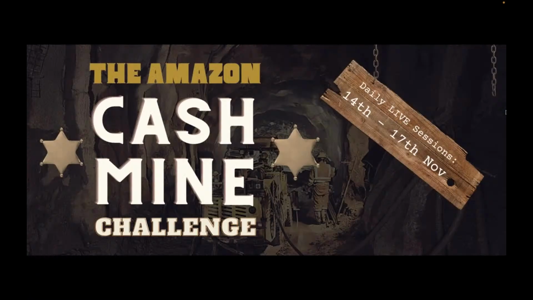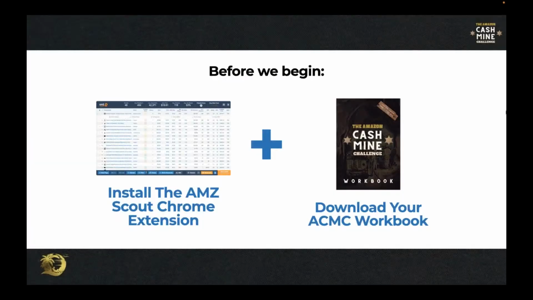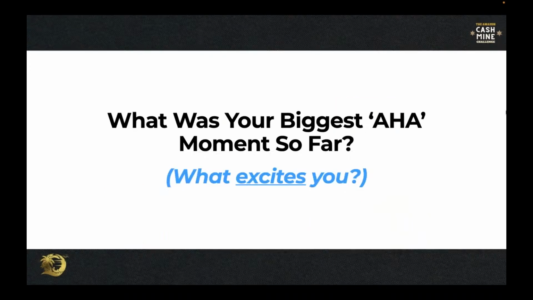Okay, so very warm welcome to day 3 of the Amazon Cash Mine Challenge. Before we begin, grab your AMZ Scout Chrome extension and make sure you've got your workbook. You can get the links for these in the Facebook group. We'll be filling out the workbook today using the AMZ Scout Chrome extension a little bit, but you need it anyway to do your homework. So make sure you've got it and get your workbook ready as well, either digitally, with pen and paper to write things, or print it if you've got it printed. Have it side by side.